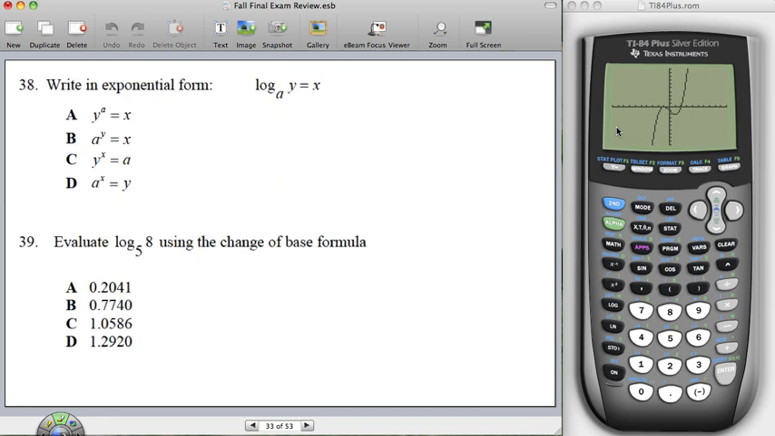38, write it in exponential form. So I'm starting with my base for my log. It's the same thing as my base for my exponent. So I have a to the x equals y. So 38 is going to be d.